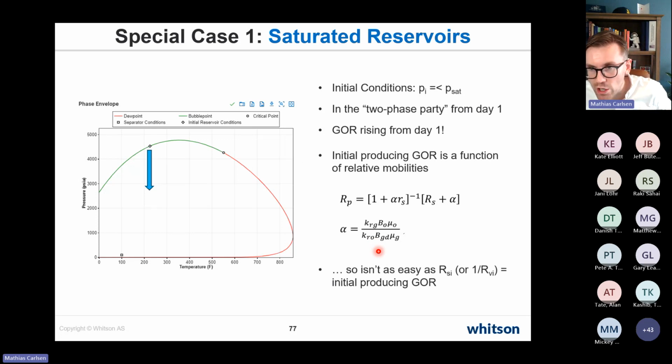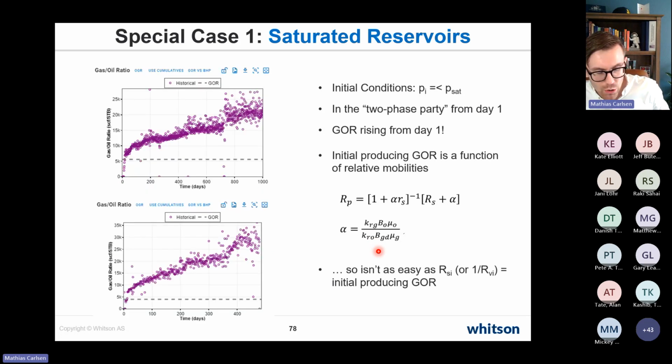So that's a special situation. Typically, your GORs will look something like this. There's no rest from day 1. It just shoots up, and this can be your pick, or a number that's lower than this. So it makes it really, really complicated.